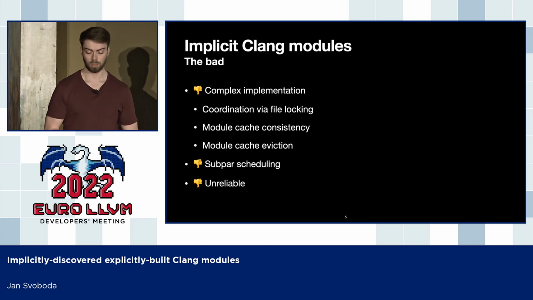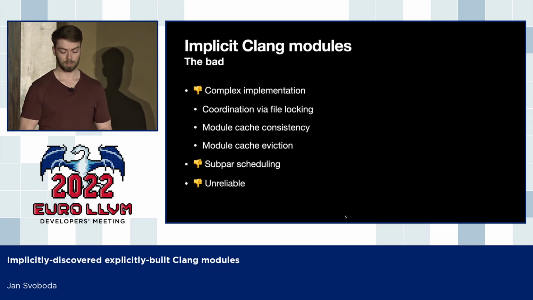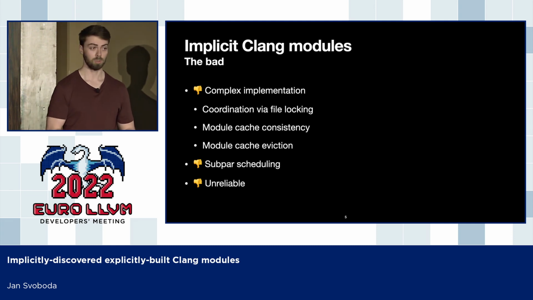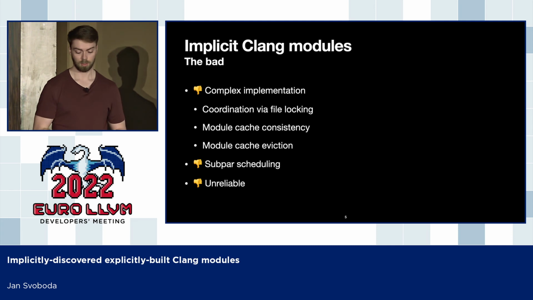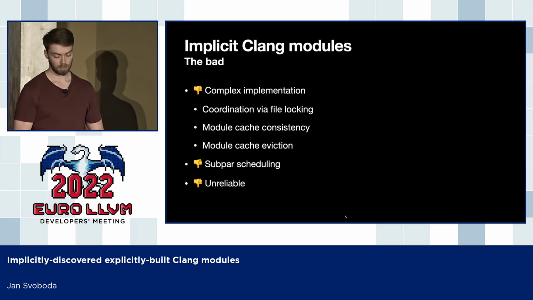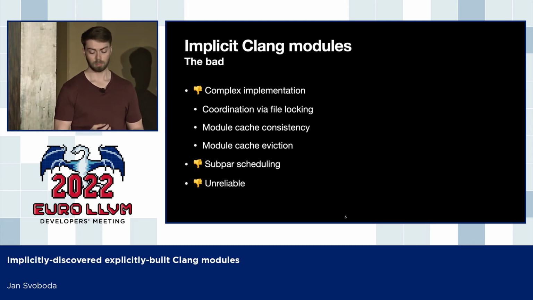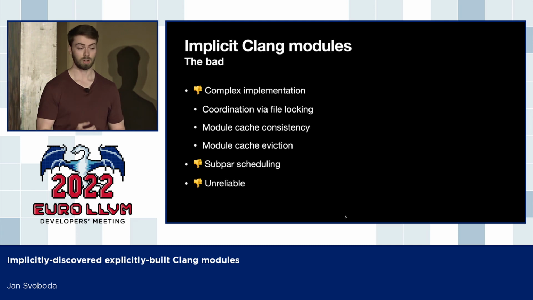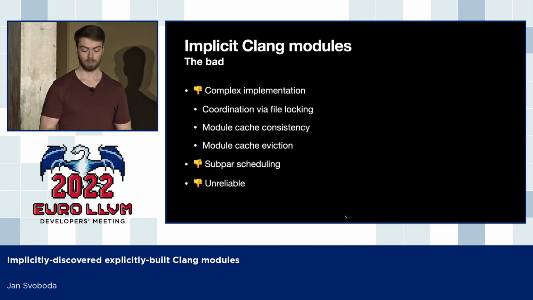Moreover, compilation scheduling is subpar, since the build system doesn't know about compiles of modules. What often happens is that the build system spawns multiple Clang invocations, assuming work will be done in parallel, but if they all need the same module, compiling it becomes the responsibility of one invocation, while the rest sit idle. Implicit modules have also proven to be unreliable in certain situations. We'll look at those in a moment.